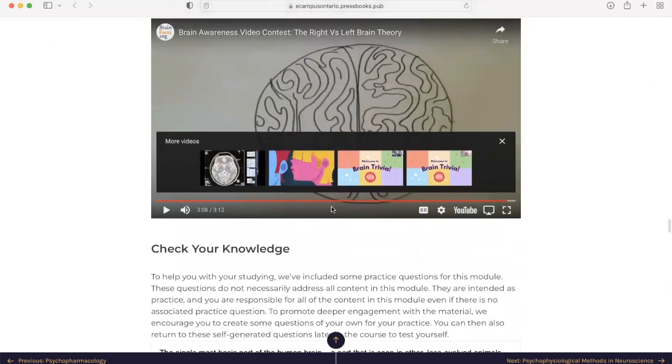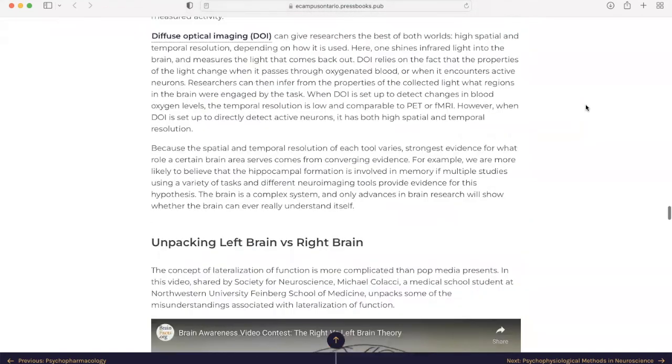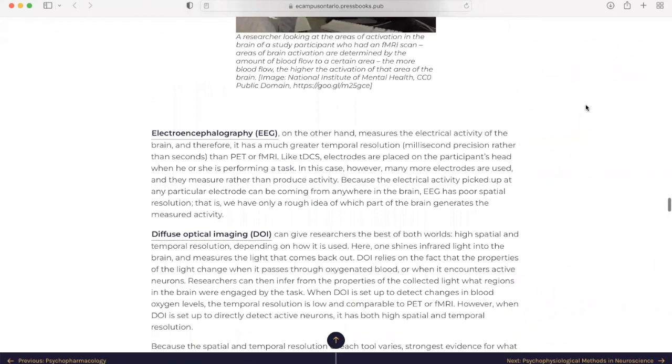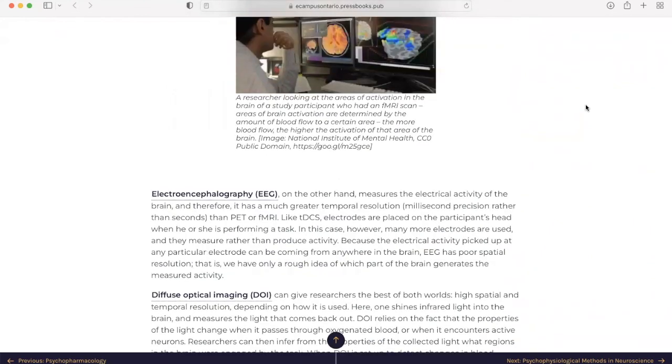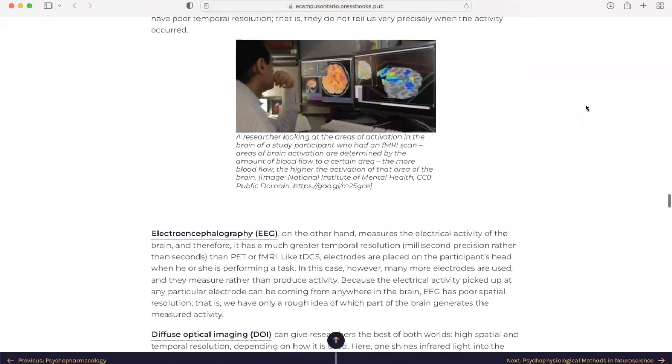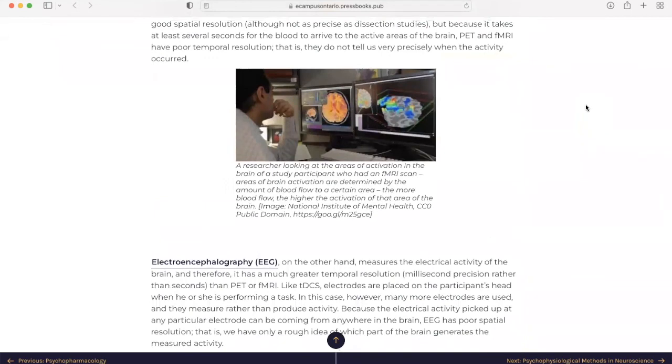There is the brain awareness video that talks about the right versus left brain theory. I will share that in the show notes as well, just because this is an interactive book I'm reading at the moment, but I'm also reading it on paper, and you should see all my highlights.